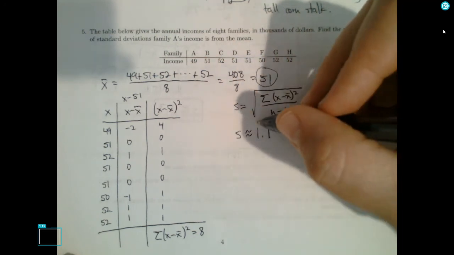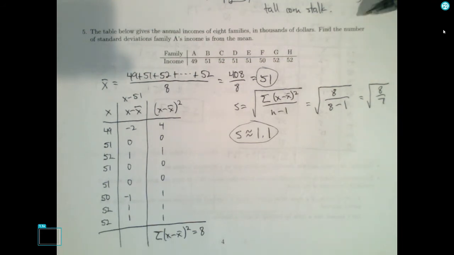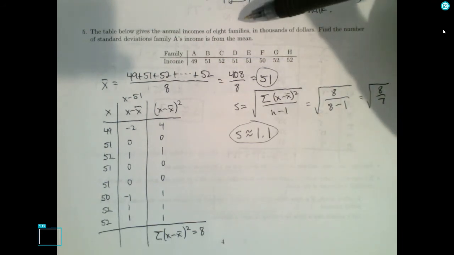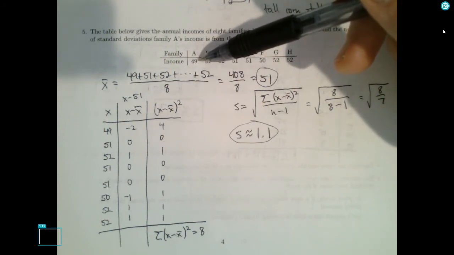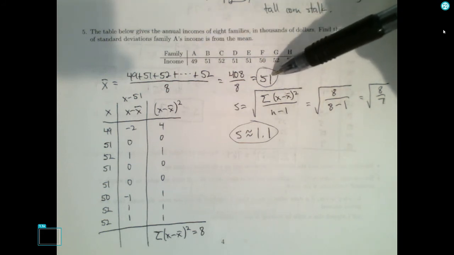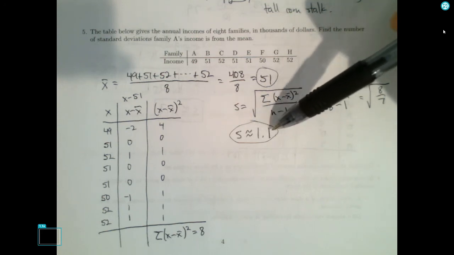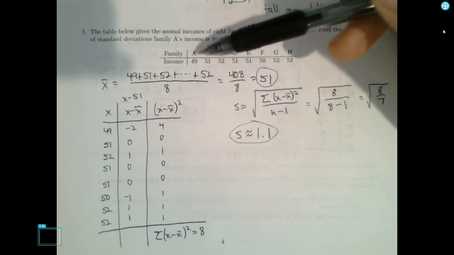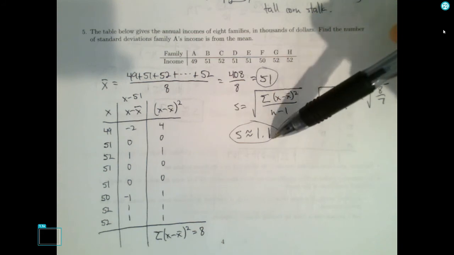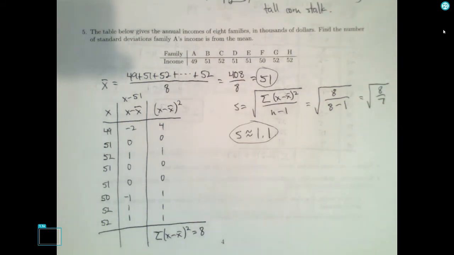Okay, so I know that the mean is 51. I know that the standard deviation is about 1.1. And the question that we're wanting to answer is, find the number of standard deviations family A's income is from the mean. Well, family A's income is 49,000. So if you take the mean, 51,000, and you subtract off one standard deviation, about 1,100, you're going to get a little bit less than 50,000. If you subtract off 2 standard deviations, you're going to get a little less than 49,000. So this is somewhere between 1 and 2 standard deviations below the mean.